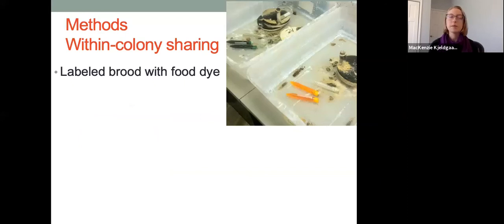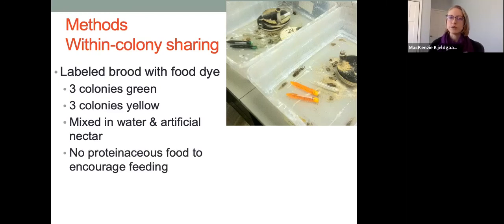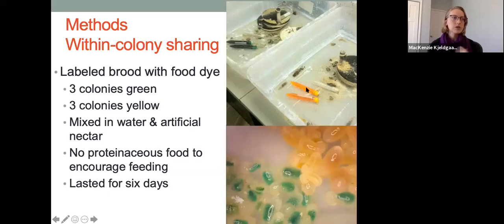To do this, we labeled brood with food dye. We had 3 colonies that were labeled with green food dye and 3 colonies that were labeled with yellow food dye. That dye was mixed in water and artificial nectar, and no proteinaceous food was given to those colonies to encourage feeding on these solutions. And this lasted for 6 days. You can see an example of what that looked like here with the colony and the different colored food dyes. By the end of the 6-day period, you could differentiate brood based on these different colonies just with the naked eye. You can see brood that were fed the green food dye and brood that were fed the yellow food dye.